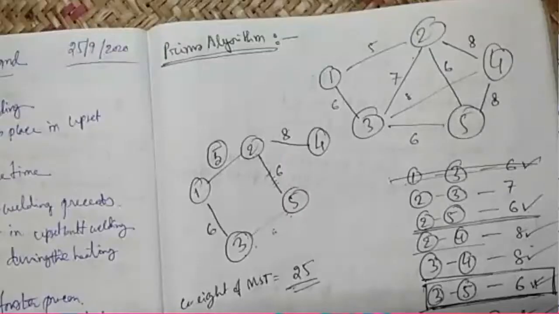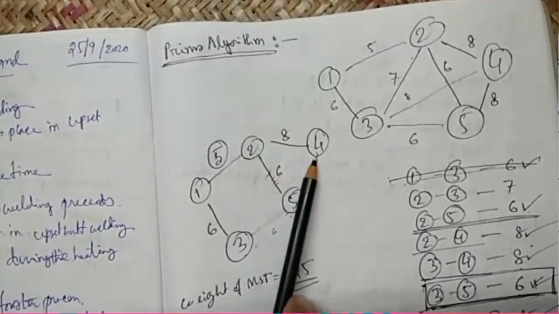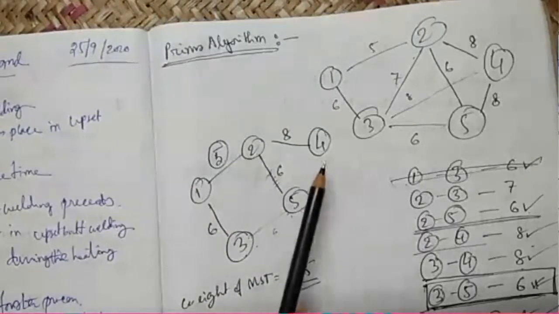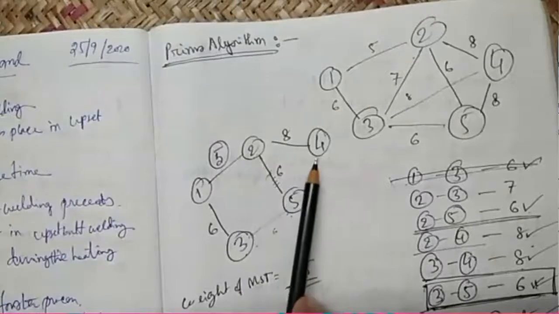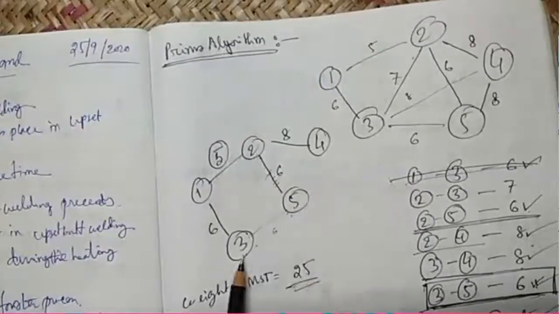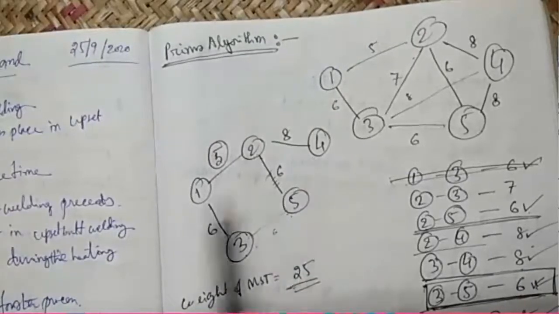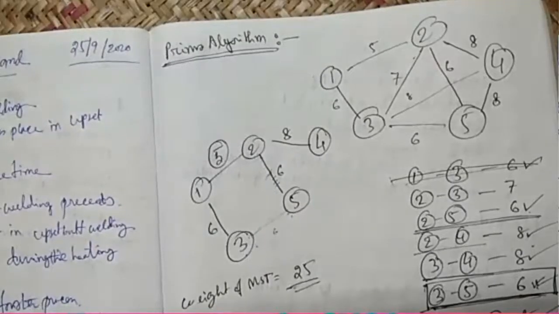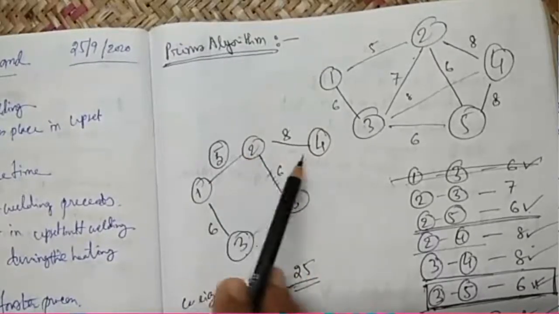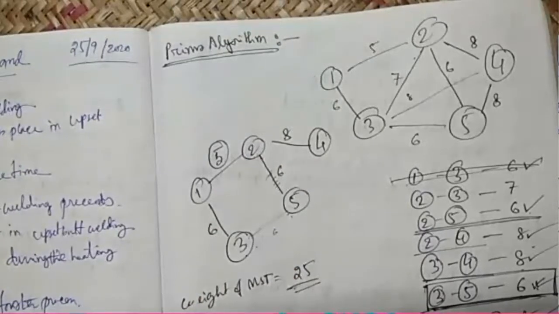Yes, sir. Okay, so now our job is to join 4 with one of these vertices. Either we join 4 with 1, or with 2, with 5, or with 3. Either of the vertices should be joined with 4 to include 4 in the spanning tree. Now here, following Prim's algorithm, we have joined 2 4, and by the cut optimality theorem we will justify whether 2 4 is optimum or not.